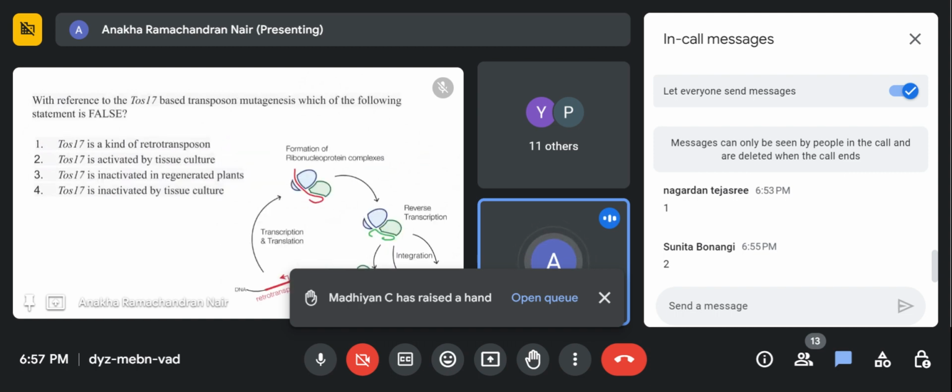The question is with reference to the TOS17 based transposon mutagenesis. Which of the following statements is false? Option 1: TOS17 is a kind of retrotransposon. Option 2: TOS17 is activated by tissue culture. Option 3: TOS17 is inactivated in regenerated plants. Option 4: TOS17 is inactivated by tissue culture. So what do you think the correct answer is?